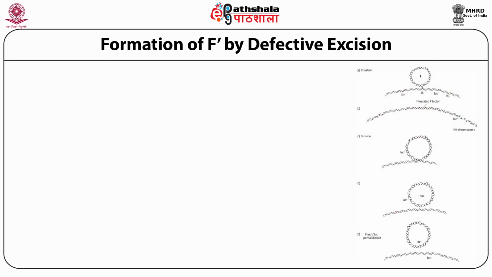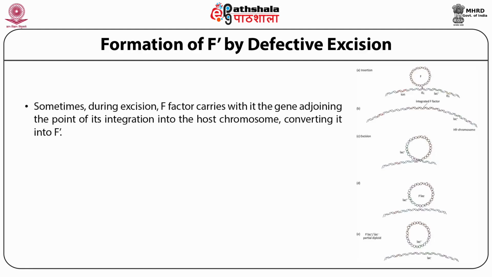Shows that though the process of disintegration of the F factor from the chromosome of the bacterium is generally precise, once in a while this disintegration is defective or imprecise. And when it is imprecise, the F factor, while getting disintegrated, also happens to carry along with it a little portion of the bacterial chromosome.